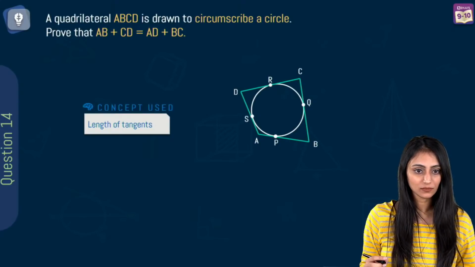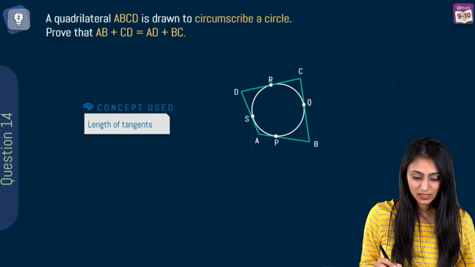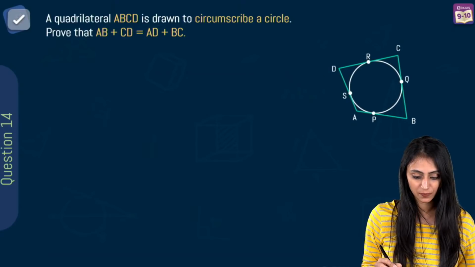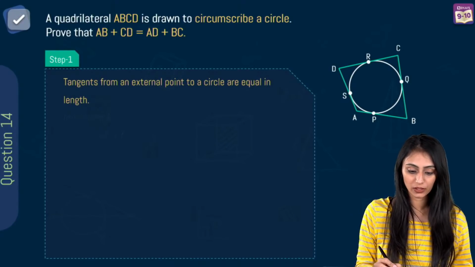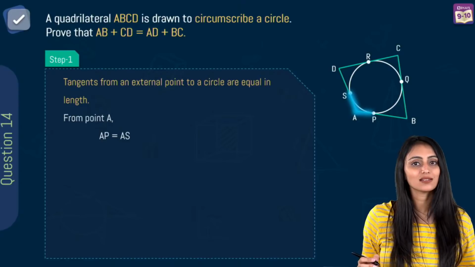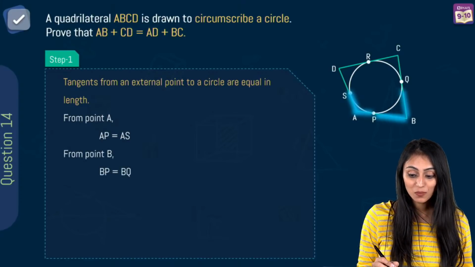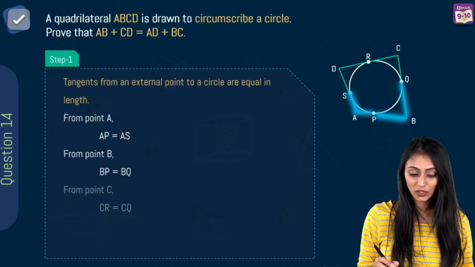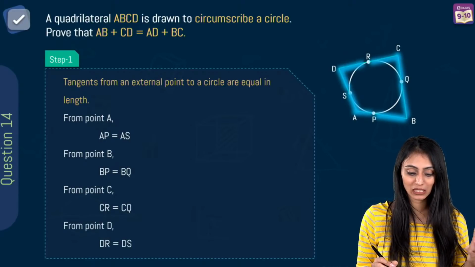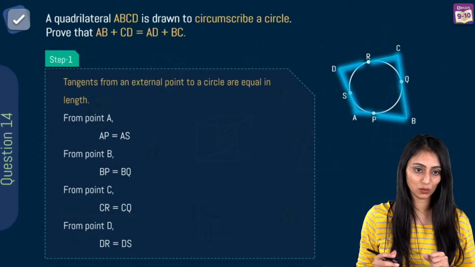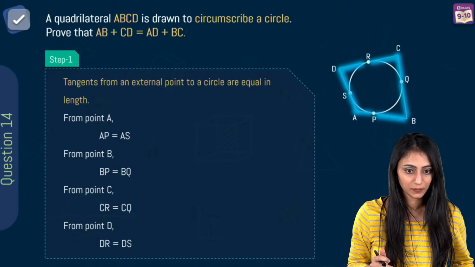Alright. So let's mark everything. Yes. So we can say that here the tangents, we know that tangents drawn from an external point to a circle are equal in length. So here this point A is an external point. So AP and AS are going to be equal. From this point B, BP and BQ are going to be equal. From this point C, in a similar manner, CR, CQ are going to be equal. From D, DR and DS are going to be equal. Yes. Alright, alright.